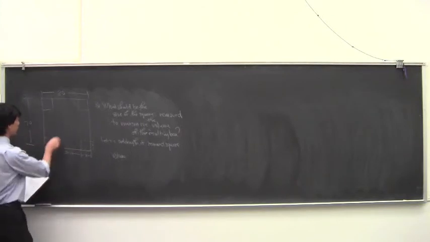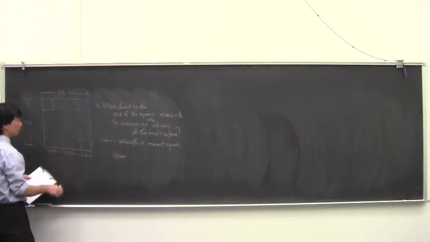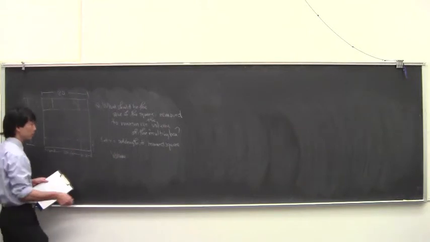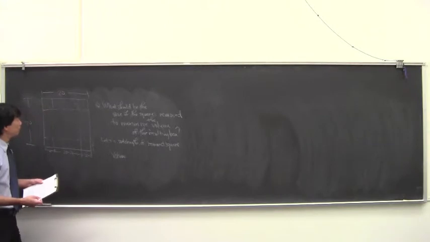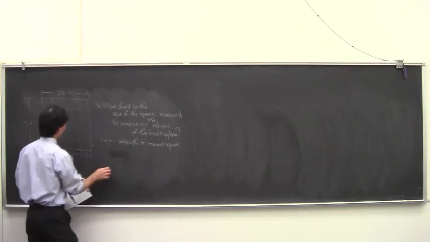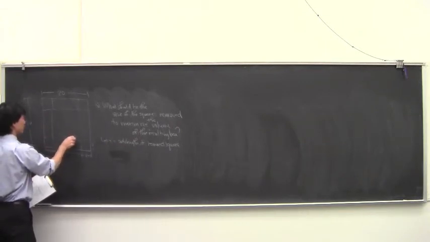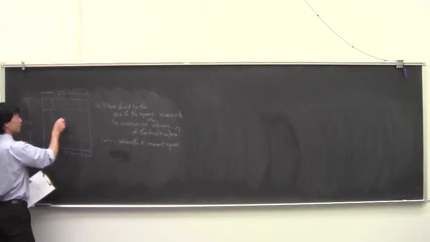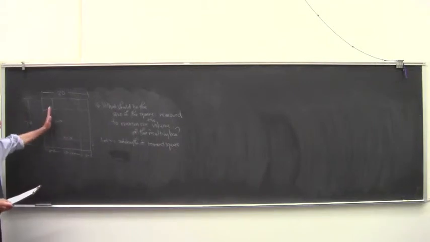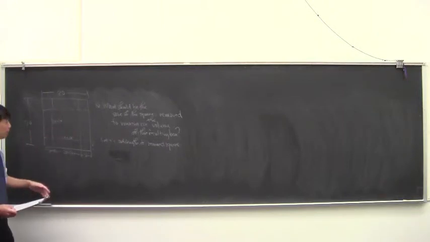So you end up with this thing. This is the base, right? The base is going to be 20 minus 2x squared, because it's both sides. This length is 20 minus 2x. This length is also 20 minus 2x. Right? So you have this. This is the base of your box. And what's the height of the box? X.